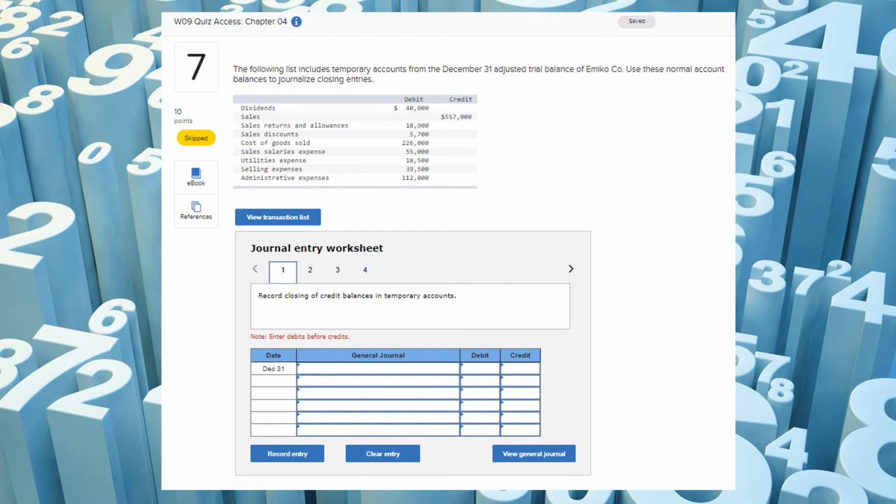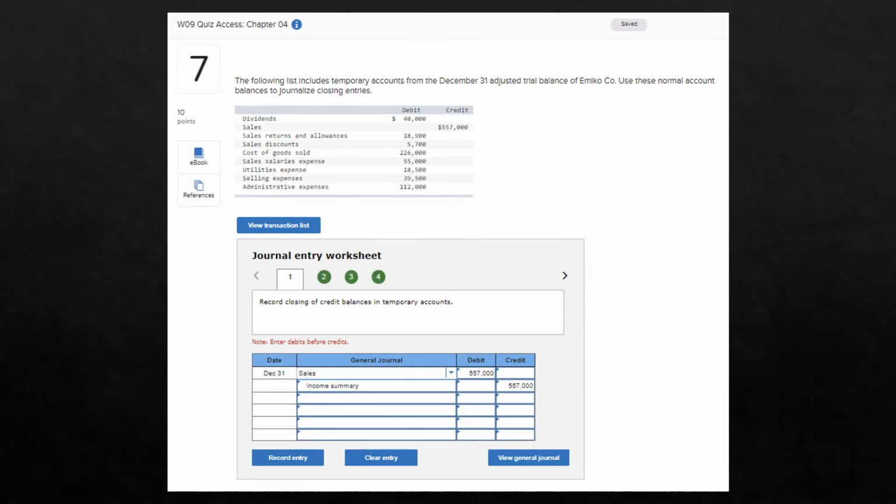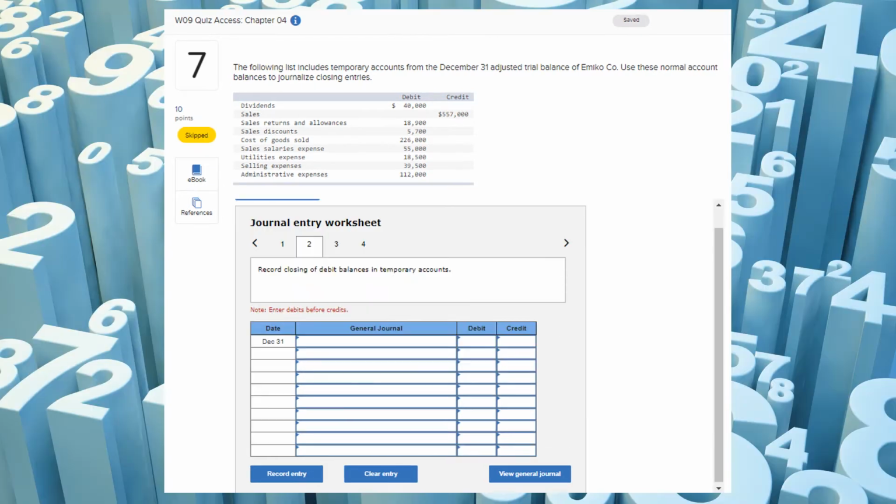If you look at the provided entries, there's only one credit account, so we need to close that. We close the account by debiting the sales credit for the same amount in the account and crediting the income summary account. Please be sure to use the amounts from your problem. Mine will be different than yours.